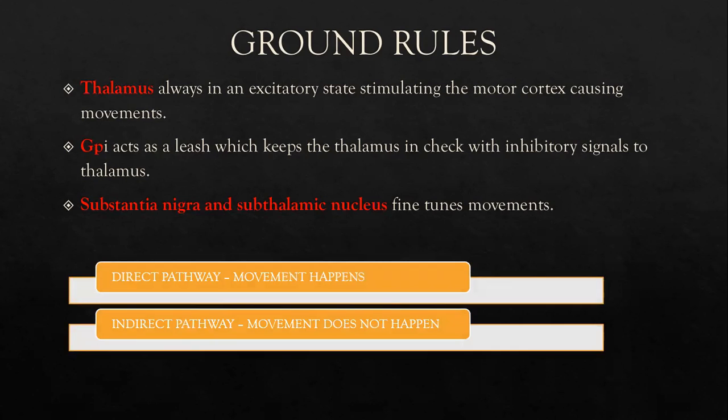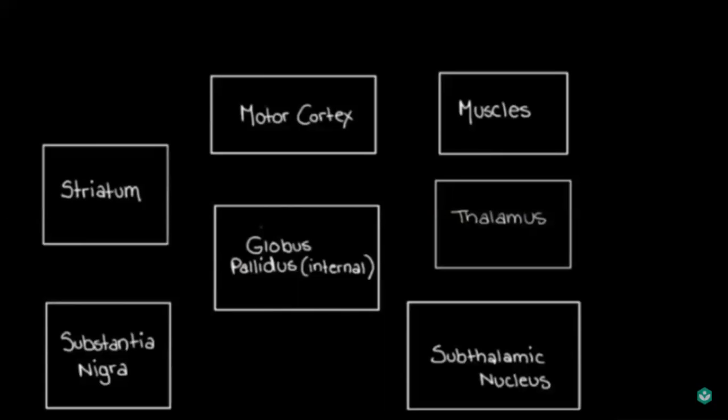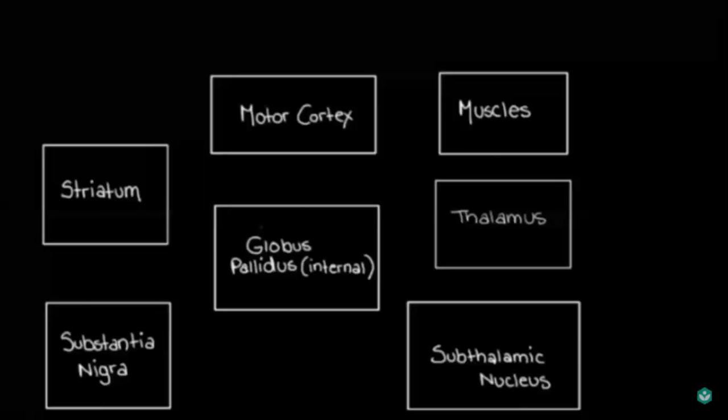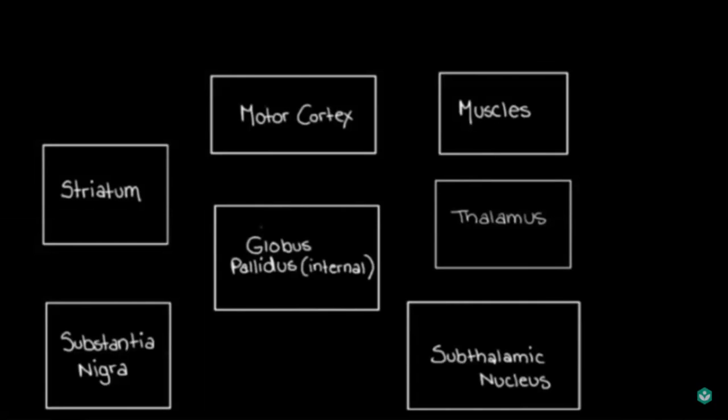So what are the direct pathway and indirect pathway in the basal ganglia? Direct pathway is initiated when we need a movement to happen, and indirect pathway is initiated when we do not need a movement to happen. That is, movement happens in the direct pathway, movement does not happen in the indirect pathway. This is a simplified network of all the structures involved in the direct and indirect pathways. We have the motor cortex here, which is mainly stimulated when we think we need to do an action. The motor cortex needs to be stimulated, which in turn stimulates the muscles, and we get an action.